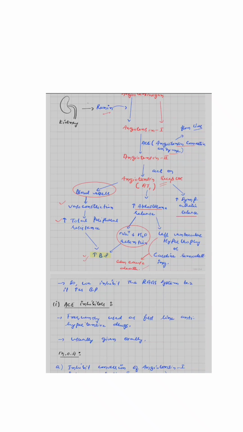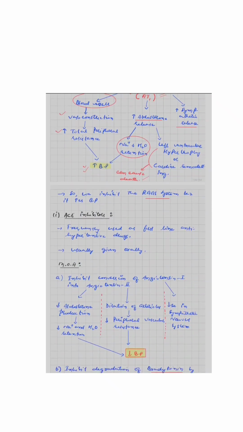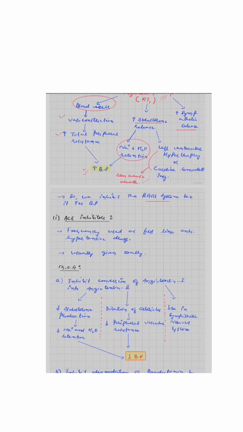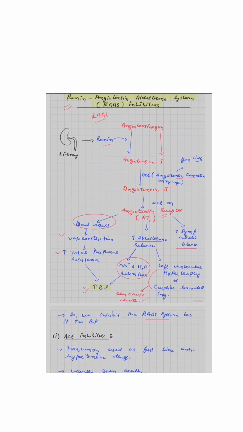So we inhibit this RAAS system because it increases blood pressure. Now there are multiple drugs which block this system at different points, resulting in decreased blood pressure. We will discuss them in the next lecture.